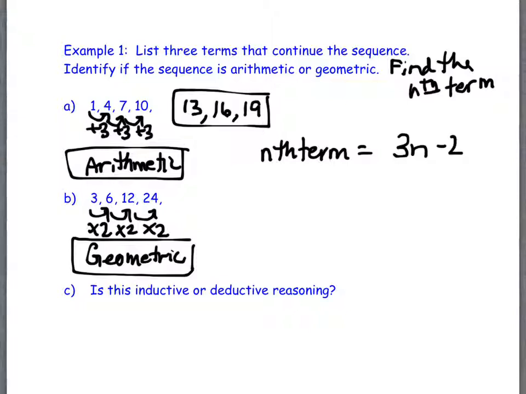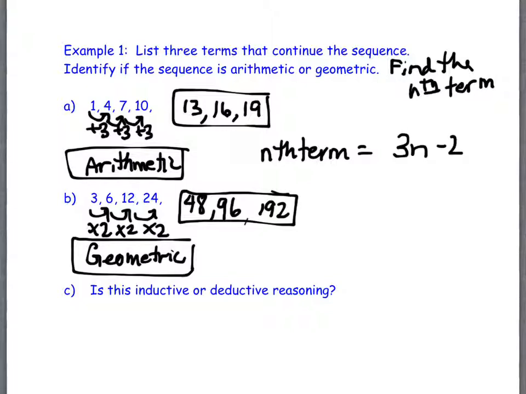So what comes after 24? 48. And then? 96. And then? 192. Geometric sequences get large quickly, so you have to be a little bit careful. Now, the way I did the nth term in the last one won't work for this one, because I'm not adding the same number every time, I'm multiplying.